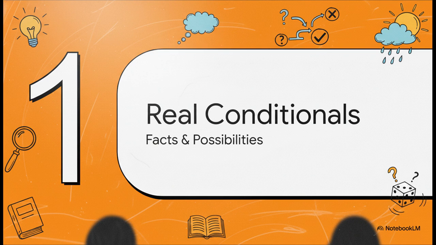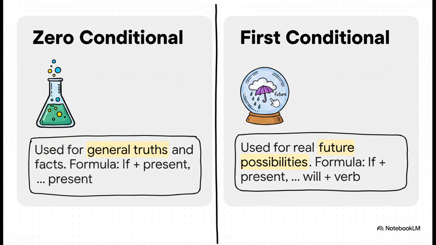First up, real conditionals. The best way to think about these is as the possible conditionals. We use them for things that are just generally true or things that have a very real chance of actually happening. So we've got two types of these real conditionals. On one hand, you have the zero conditional. This is for stuff that's always true, like scientific facts. The formula is super simple.